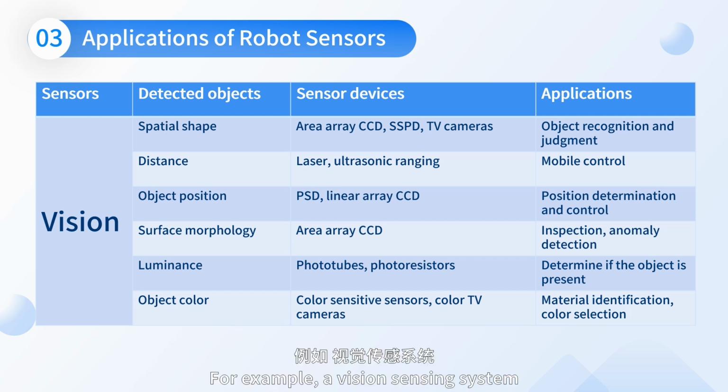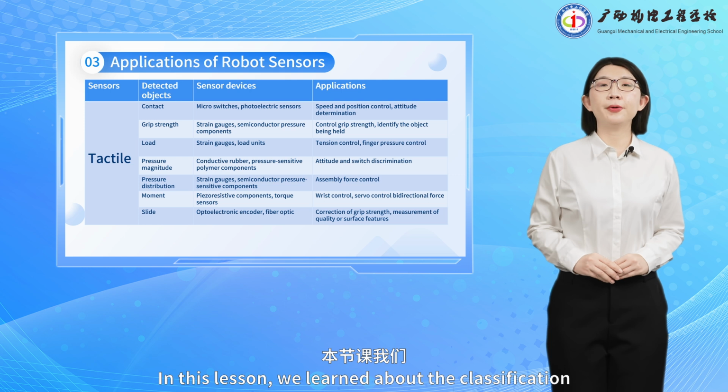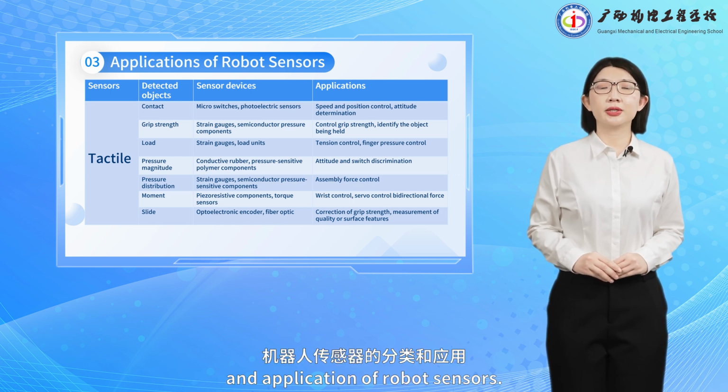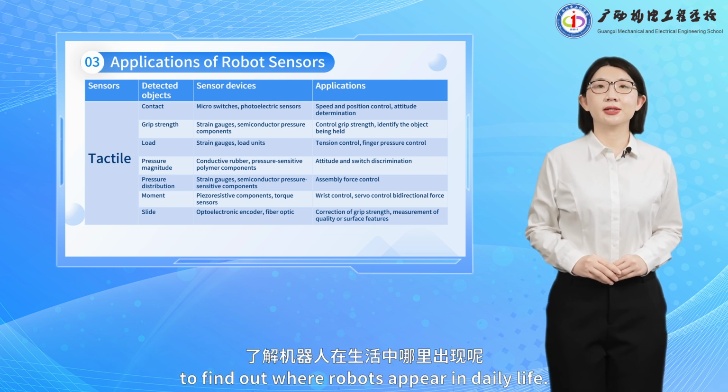For example, a vision sensing system can identify and locate building blocks. We can see a detailed introduction to sensory sensors in the tables. In this lesson, we learned about the classification and application of robot sensors. You can look up information after class to find out where robots appear in daily life.